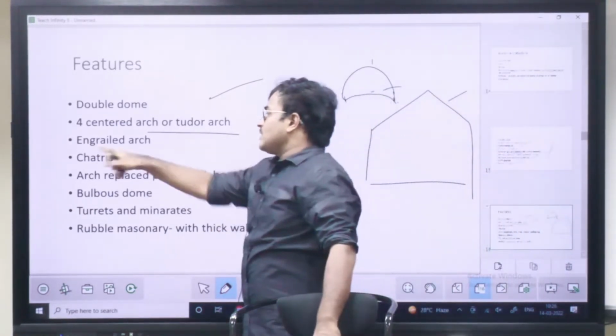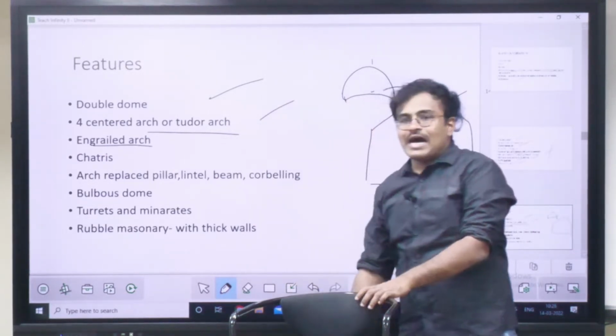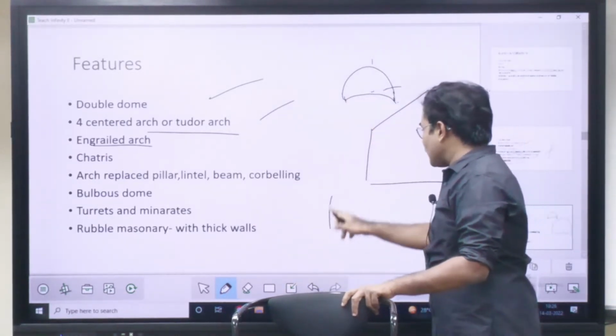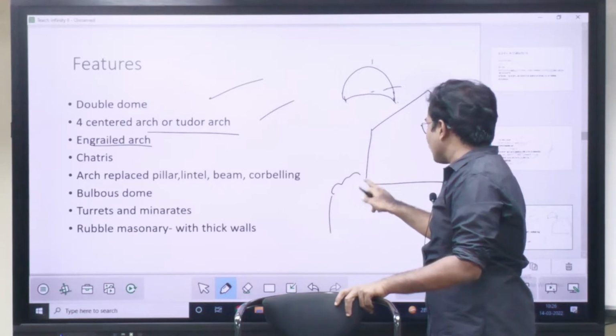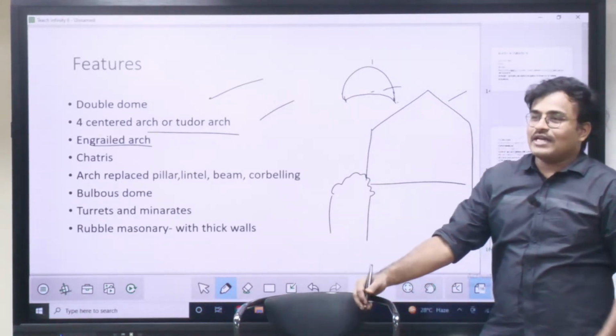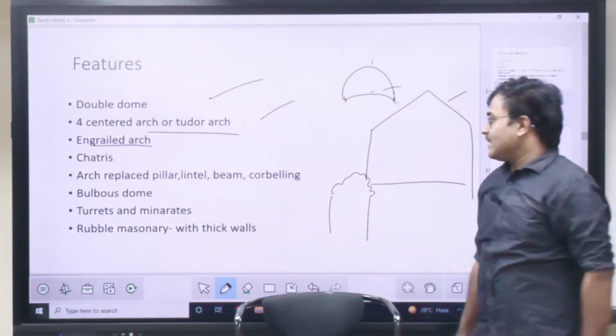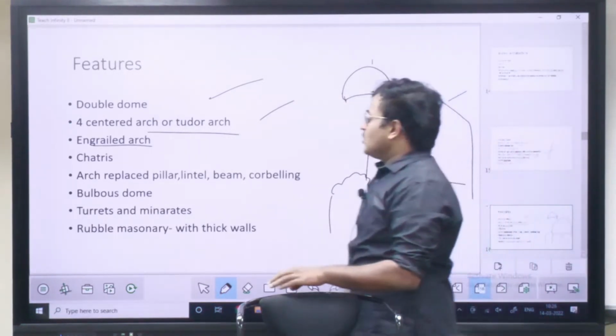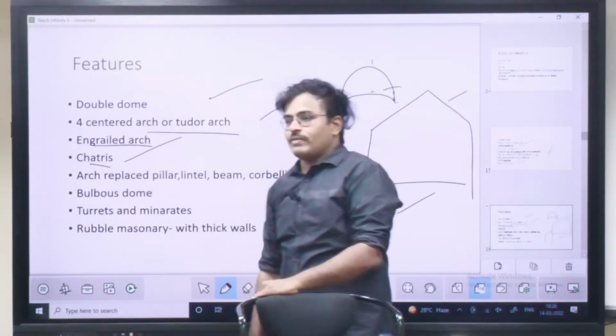Then they also constructed the engrailed arch. I think last time also I drew it very poorly. This time also I will replicate the same diagram. So this way if it is there, then it is known as an engrailed arch. Then they also started constructing these chhatris, very prominent ones.